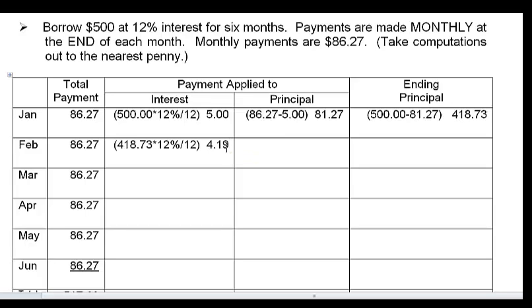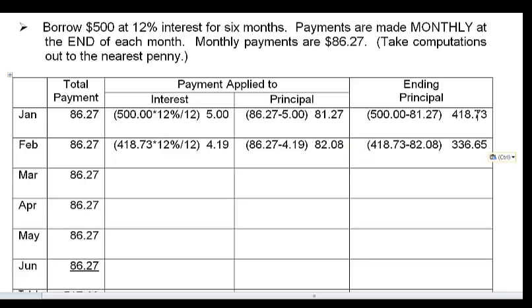Why am I dividing by 12? Because it's monthly payments. 12% interest rate is an annual rate. We need to get it down to a monthly equivalent. It says that'll be $4.19 in interest for the second month. The amount which goes toward principal is going to be the total payment less the $4.19. Says that $82.08 of this one will now go toward principal.